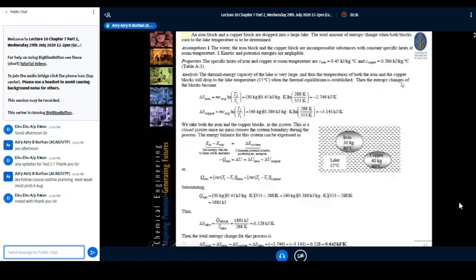Okay, now we know the copper block and also the iron block are incompressible substances. Then we can use the value of specific heat C at room temperature. There is no change in kinetic and also potential energy, as well as no work interaction.